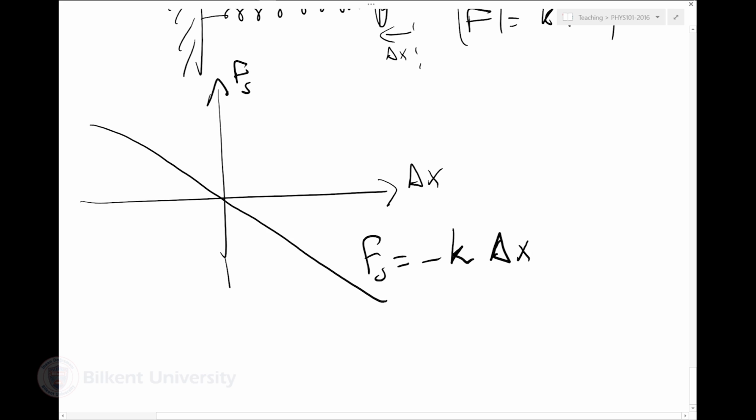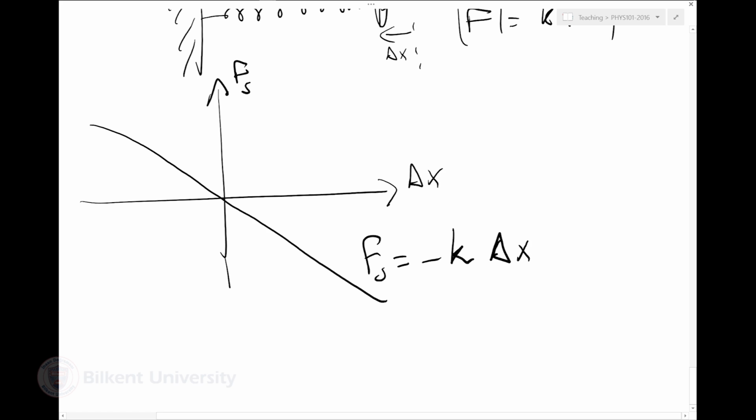Minus is showing me that the spring always wants to go into its relaxed length. Okay? If I try to stretch it, it wants to go back. If I try to compress it, it wants to go back again. Yes? What makes a spring ideal? That's a good question.